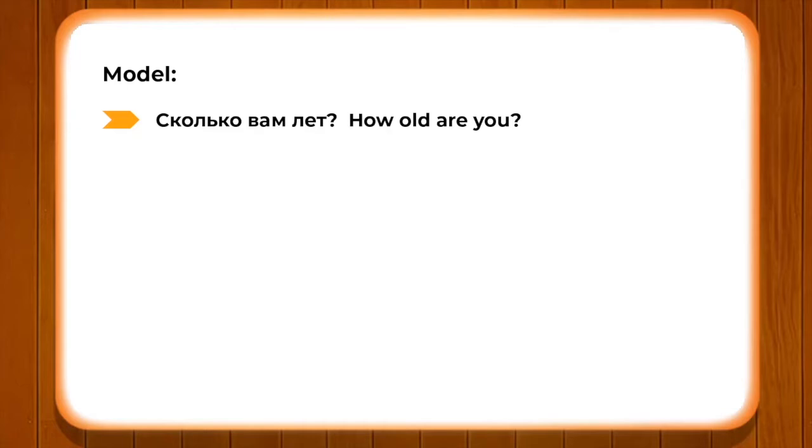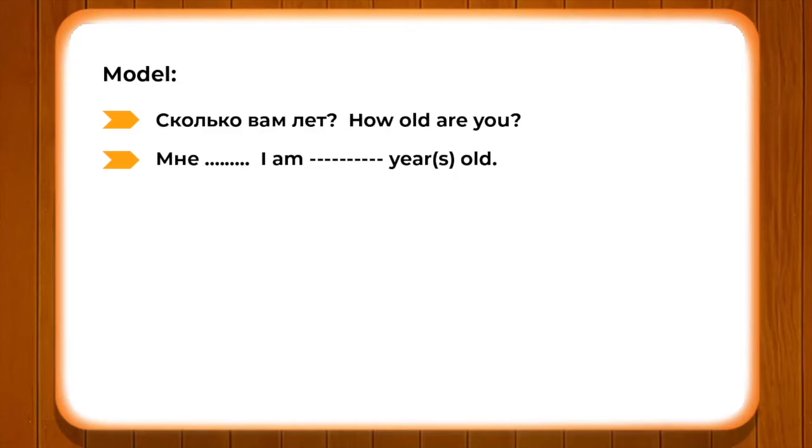So the first question is Skolka vam let? How old are you? Suppose the person is 1 year old, minye ajin god. If 2 years old, minye 2 goda. 3 years old, minye 3 goda. Minye 4 goda. And if it is 5 years, then minye 5 let. So god changes into let. This is a very basic and important concept while we count.